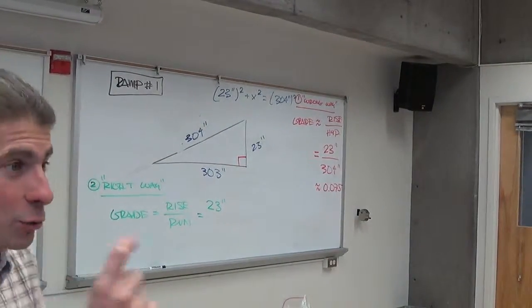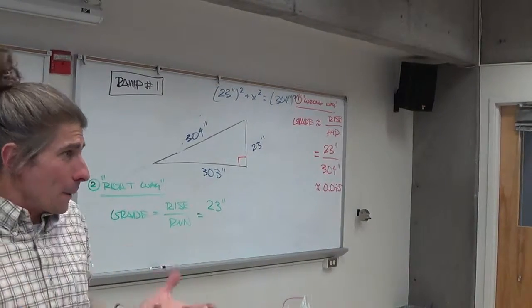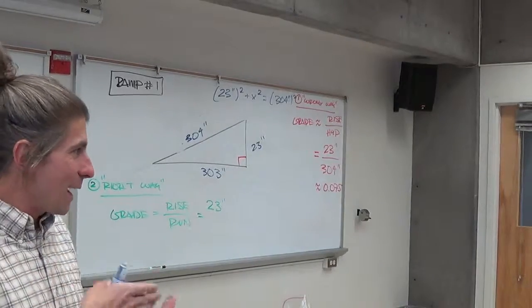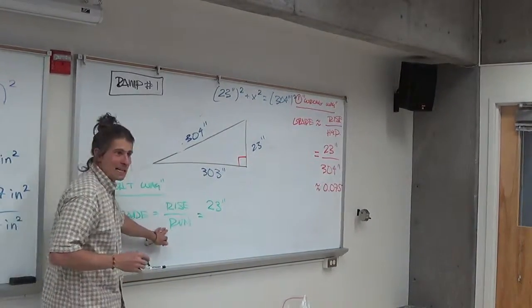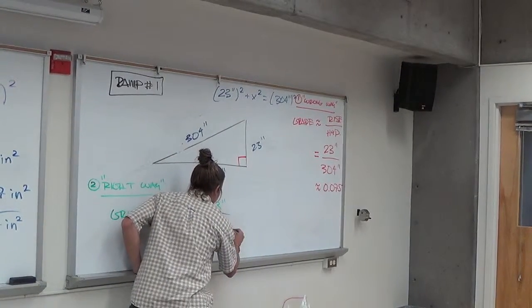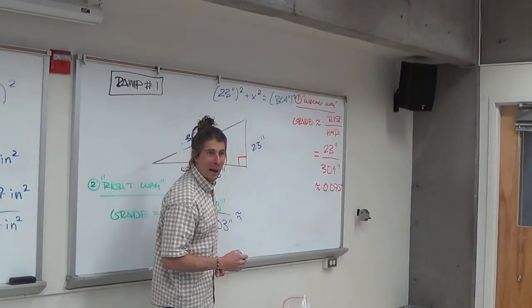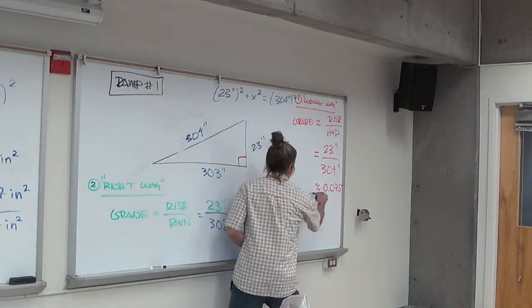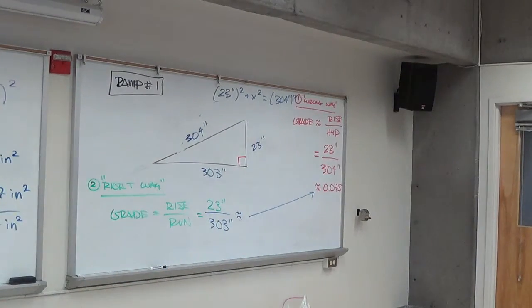But that's because I didn't want to draw it to scale, because then I had to scrunch the 23 down so small you're not able to read it. So the difference in the run is 1 inch from the hypotenuse, which means the grade done the correct way is going to be 23 over the 303, which comes out to be, which comes out to 3 decimals to be arguably the same grade.